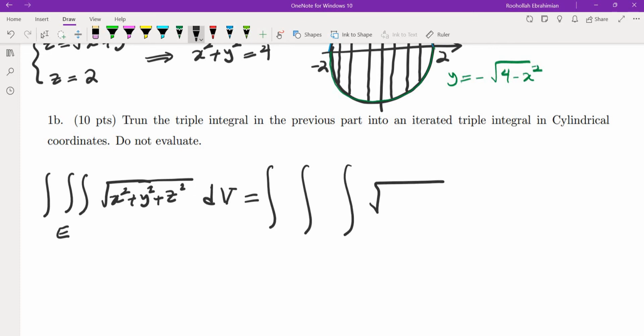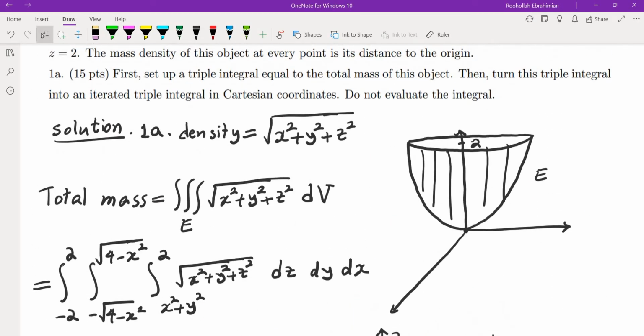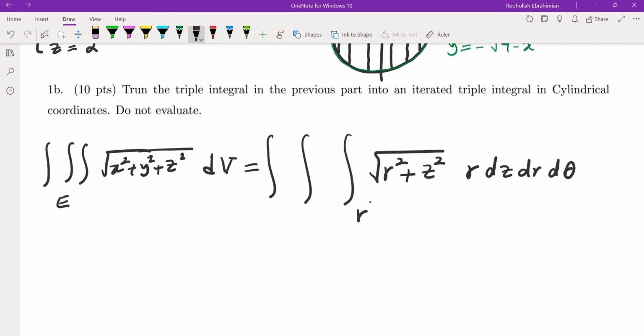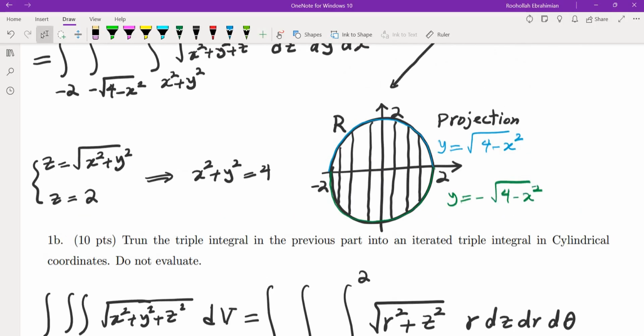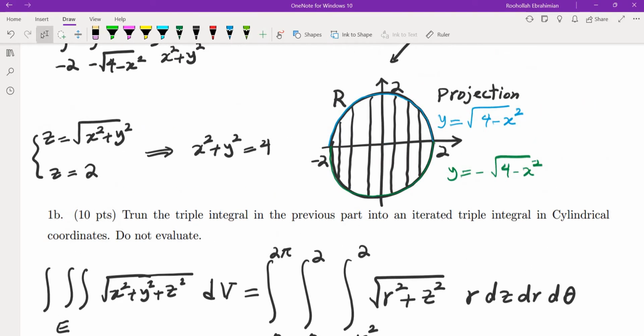First, the integrand is going to be root r squared plus z squared. We'll have to change everything to r, z, and theta. dV is r dz dr d theta. Now, if we look at the limits of integration, they would be from the bottom of the solid, which is z equals x squared plus y squared, and that becomes r squared, to the top of the solid, which is z equals 2. And then r would have to come from the projection onto the xy plane, and the radius is 2, so 0 to 2, and theta from 0 to 2 pi, because the projection has points in all different quadrants.